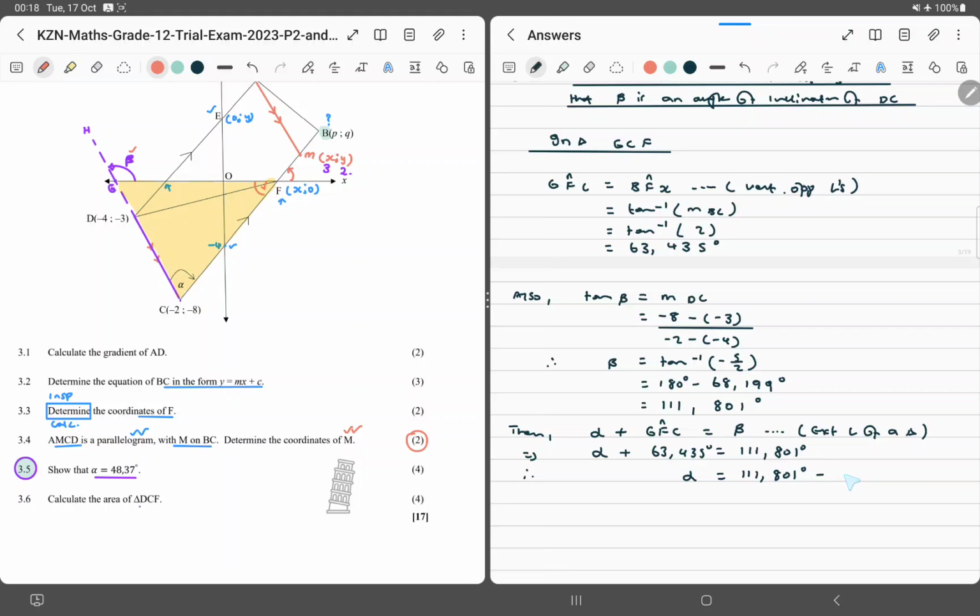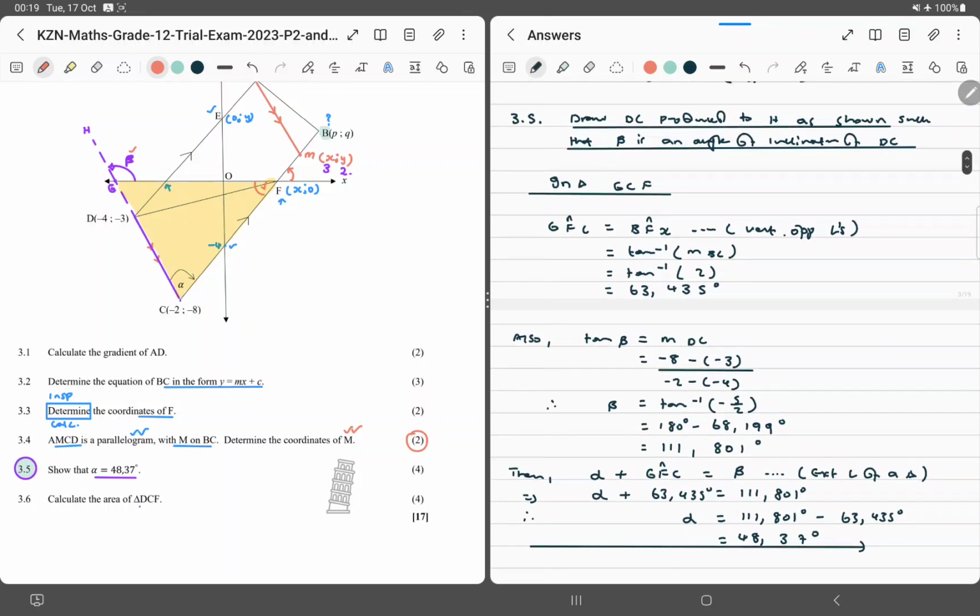Therefore, our alpha is 111,801 degrees minus 63,435 degrees. So 111,801 minus 63,435 gives us 48,377. Now round it off to the 2 decimal places. The answers, you only round off like that. Okay guys, the approach can sometimes be tiring and long because it depends on how you saw this. These questions can be a bit of an essay, so you need to be very good at planning and knowing how to attack. So definitely we proved it.